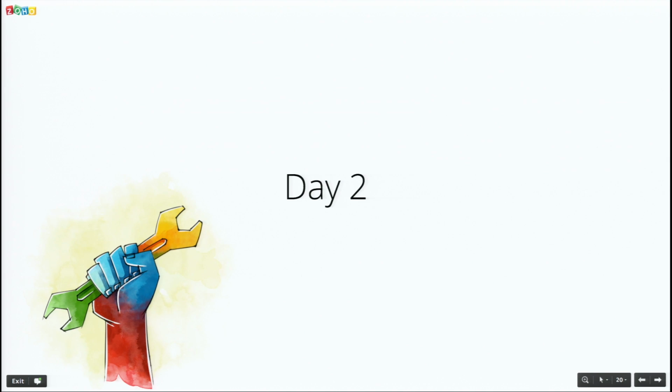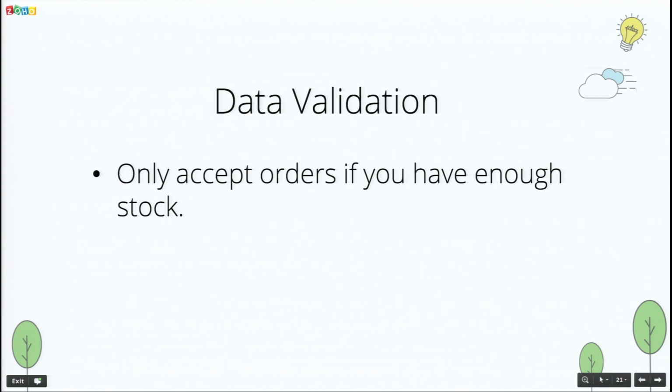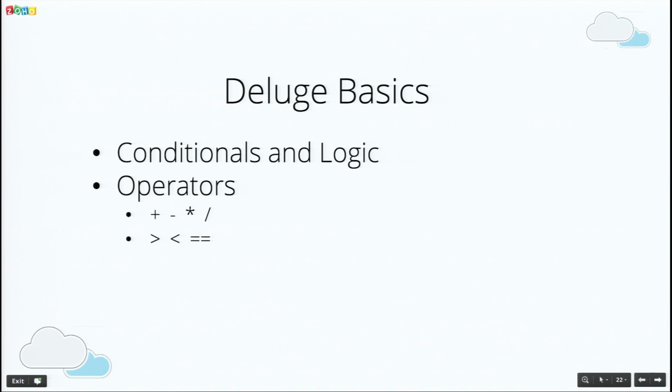And then we moved into day 2, today. Data validation. You learned how to control what kind of information is actually making it into your database. When someone enters something in your form, you can halt them in their tracks and say, no, that's wrong, I don't want that in my system, and you can try to get them to fix the problem. For example, you could only accept orders if you have enough stock. You could use Deluge to check whether you have enough stock before you accept an order.